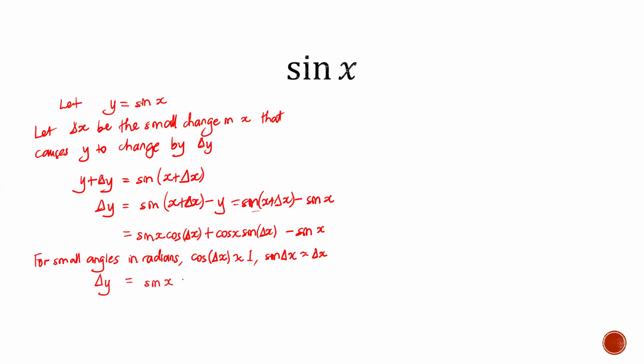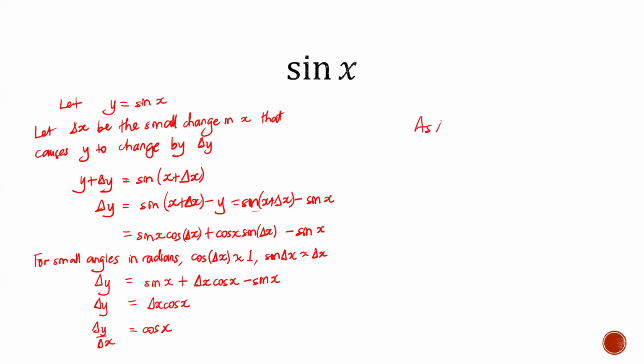This will be sine x, and we can replace sine of delta x with delta x. That would be delta x cos x, such that delta y is equal to delta x cos x. And therefore, delta y out of delta x is equal to cos x.